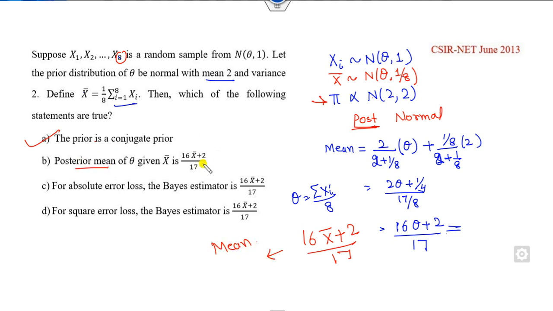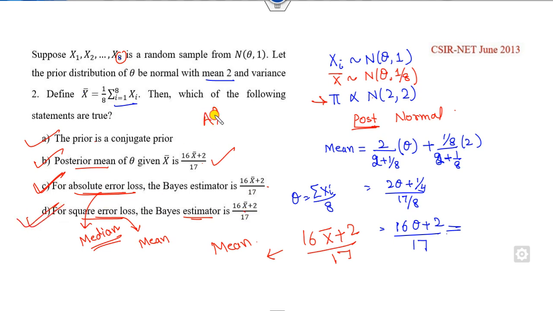So the posterior mean is the correct option here. For the absolute error loss, we are talking about the median. But it's a normal distribution, so mean and median are the same, so it is also the correct option. Squared error loss means the mean. So for the mean, the Bayes estimator is the same, which is also the correct option. All are my correct answers.